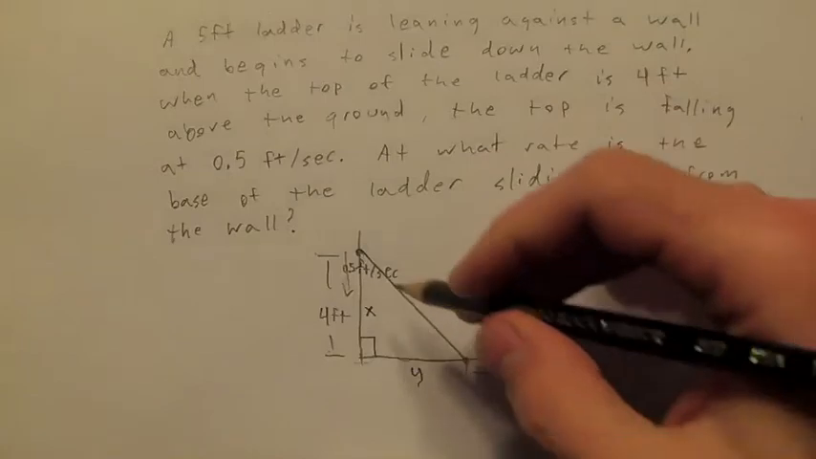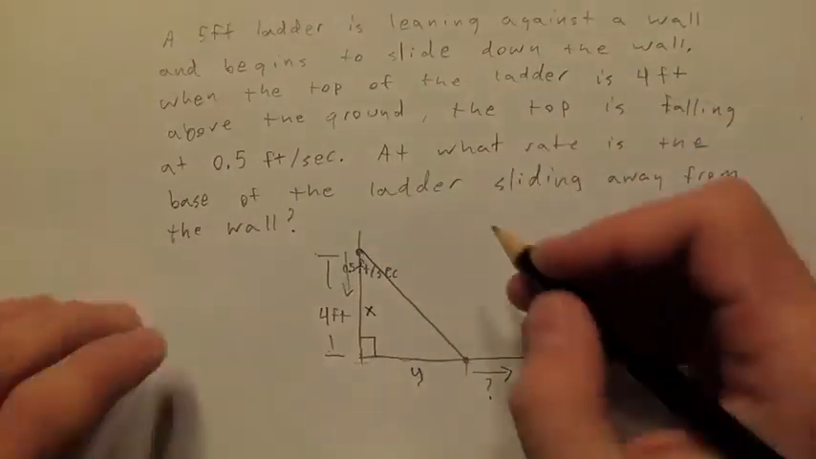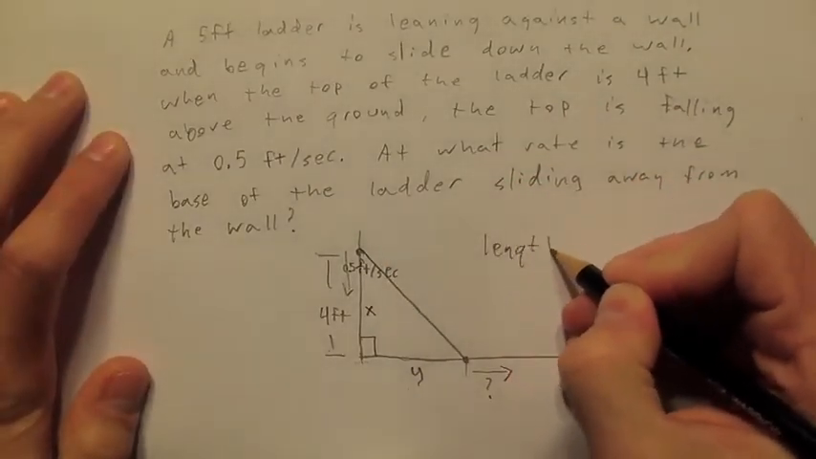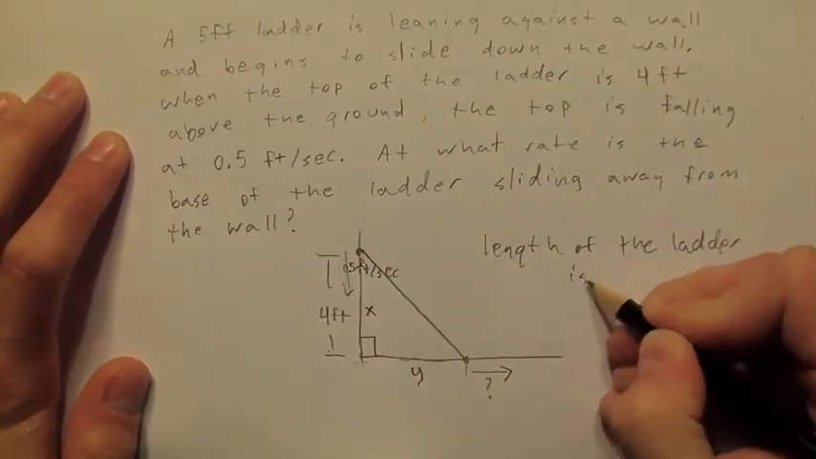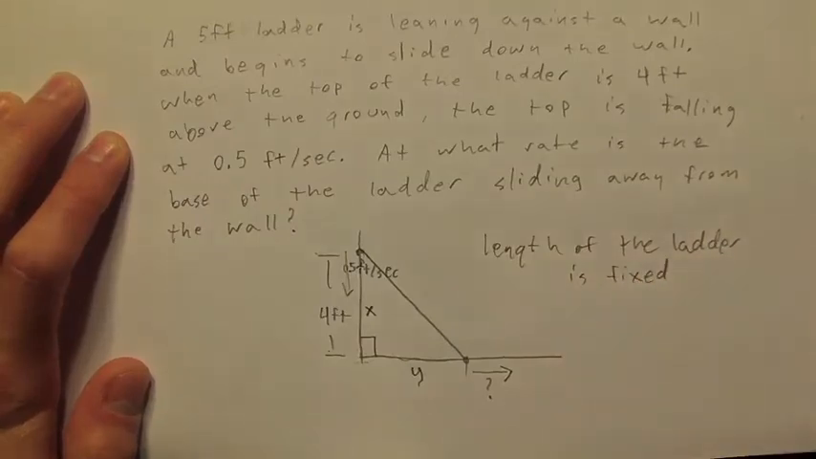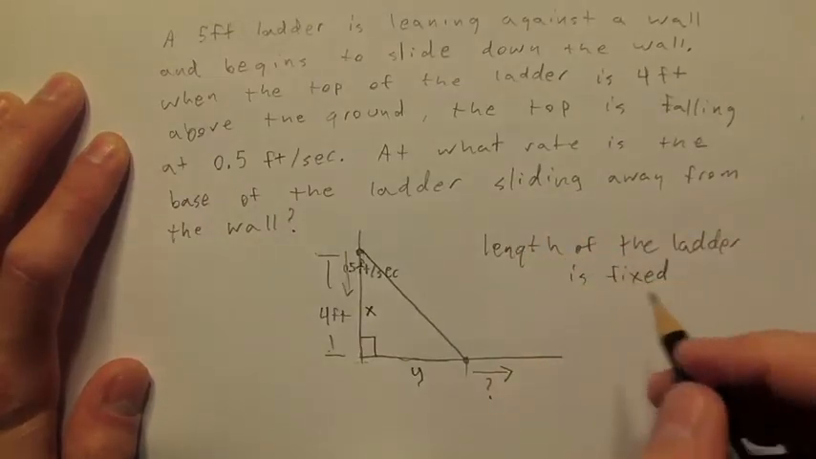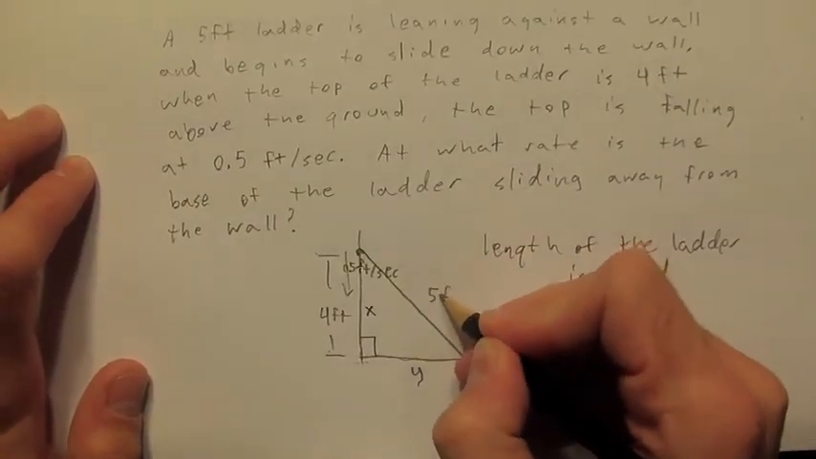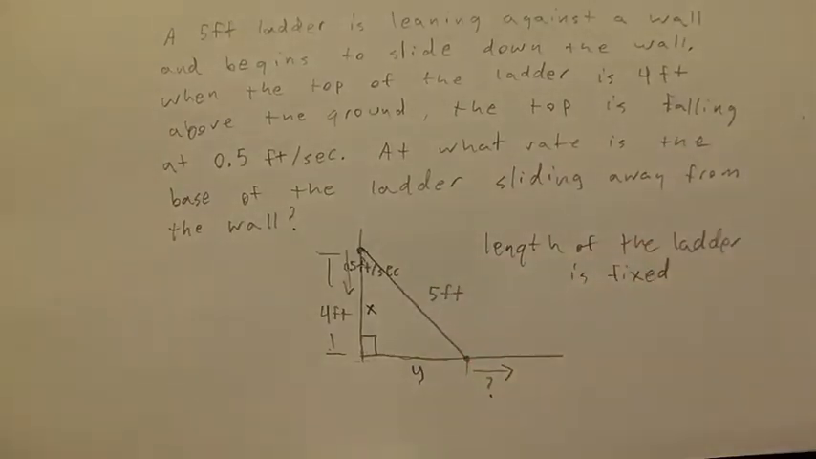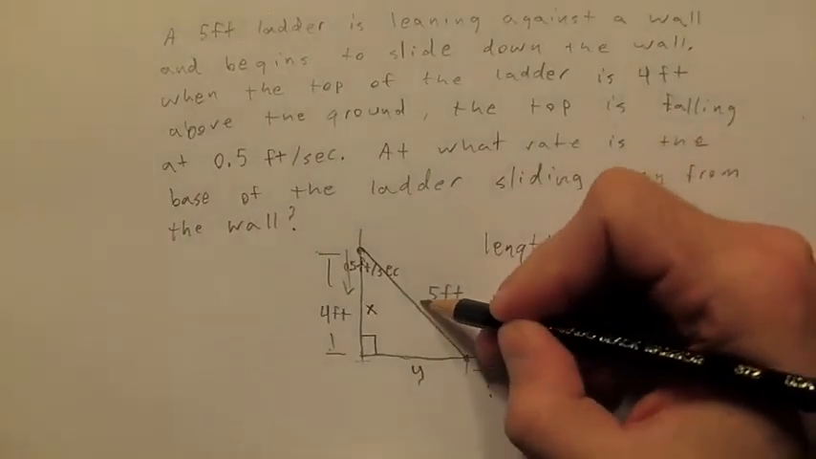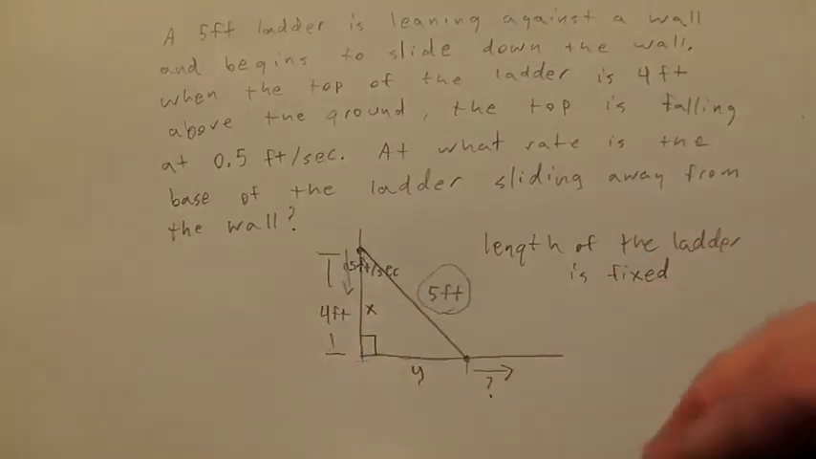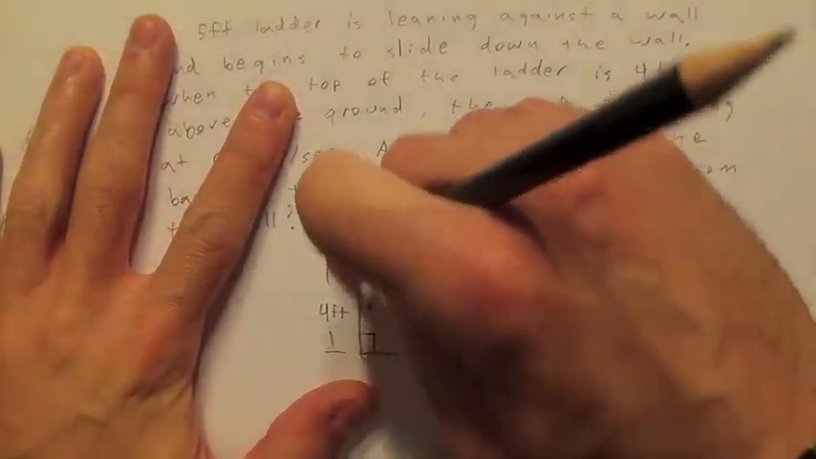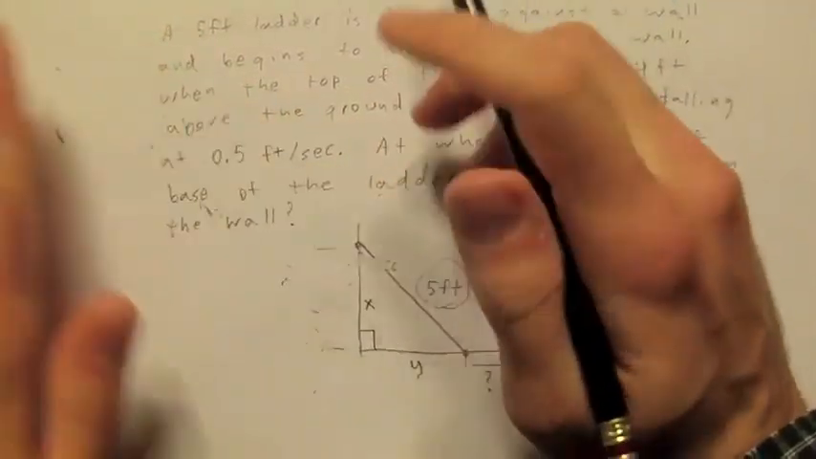And then the length of the ladder is not changing. The length of the ladder is fixed, so I'm going to just call it 5 feet. Now, this is the only thing I'm allowed to plug in right now. All this other information I'm going to save until later. In fact, I'm going to erase it because I don't need it yet.